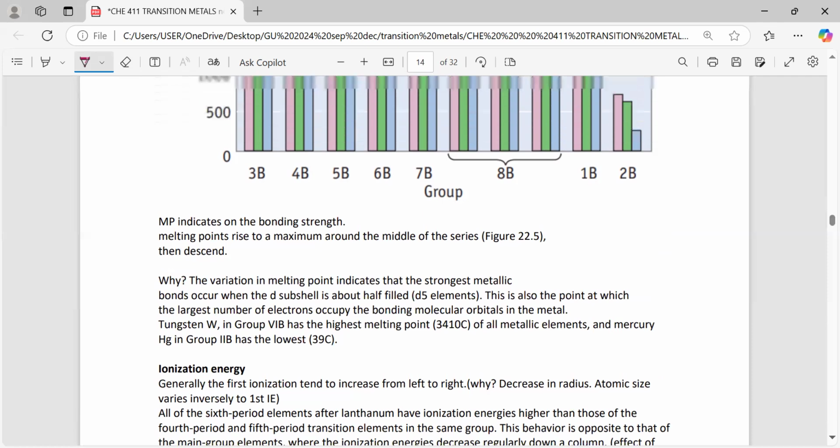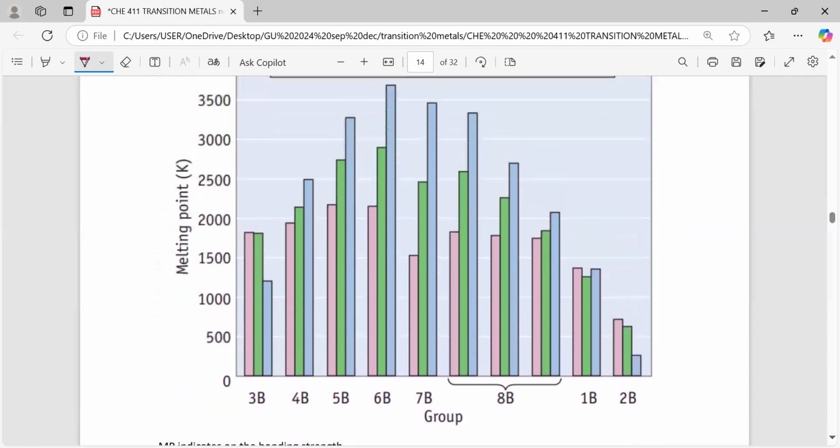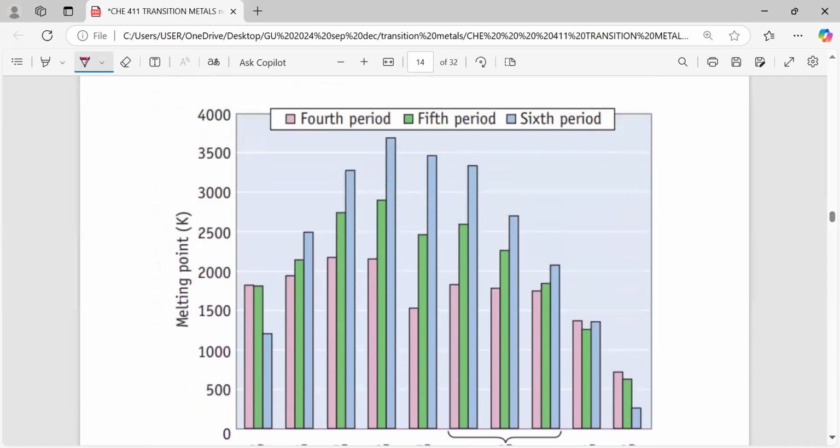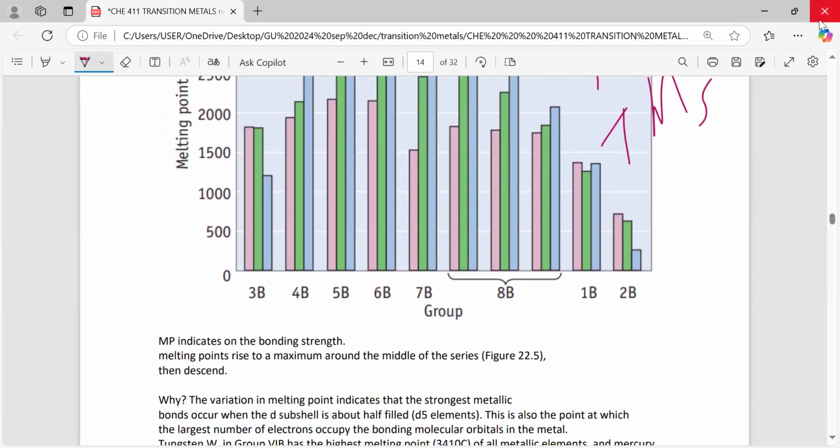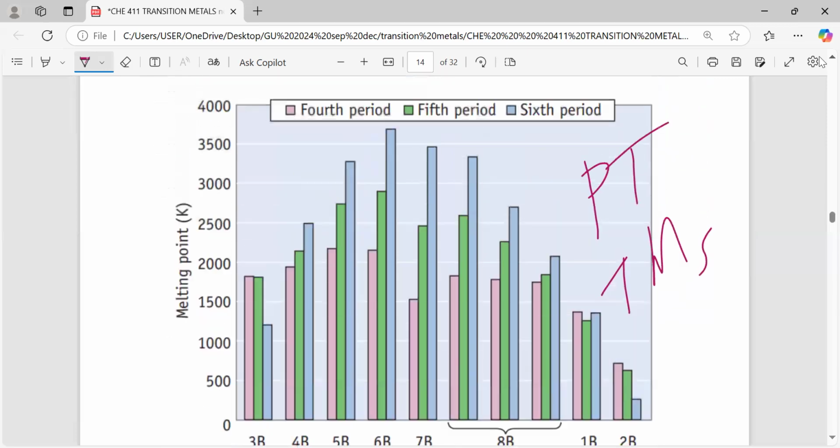What is the middle of the series? They're just saying that in the middle of the periodic table, we have maximum melting points. At the middle of the periodic table, you have maximum melting points. And we're talking about which periodic table? The periodic table of transition metals, not all elements, but just for the transition metals. And you can see that clearly in this graph, okay?